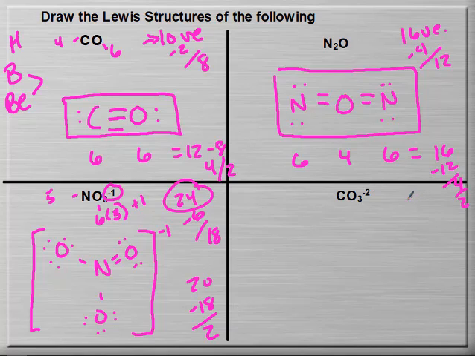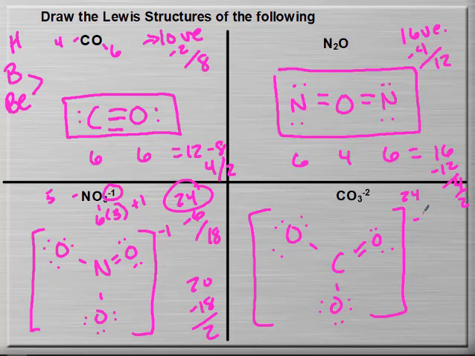So same thing for carbonate. We had 24 valence electrons. So we should have a very similar structure. So that's what you should have gotten for carbonate.